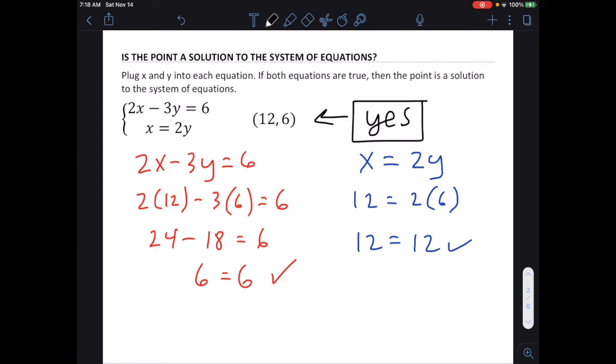Okay, so the key thing is to just look for whether both of the equations are equal on either side, and you'll notice that in this case, the red example ended up with 6 is equal to 6. The blue example ended up with 12 is equal to 12, and that's okay to have different numbers, as long as you don't have different numbers in the same equation. So they don't have to both be 6 is equal to 6 or 12 is equal to 12. They just need to be equal.